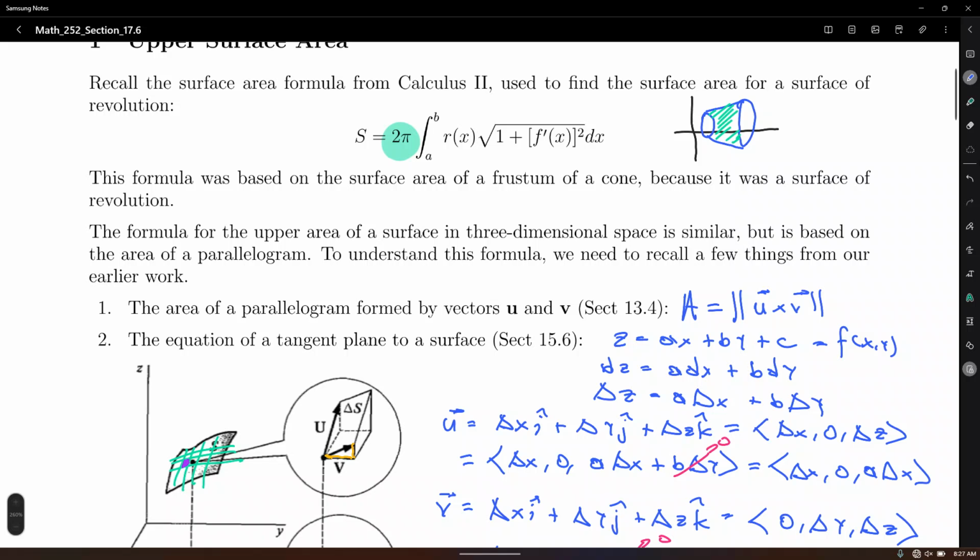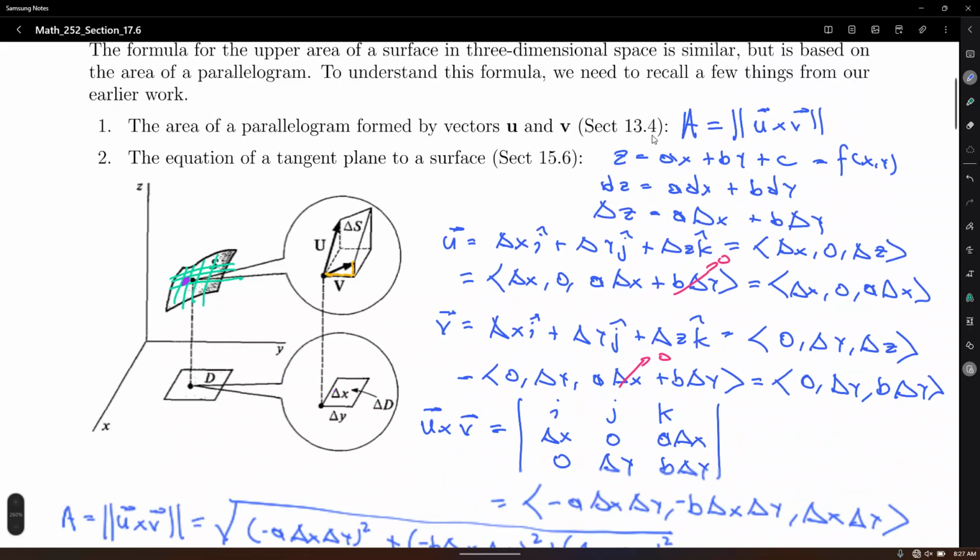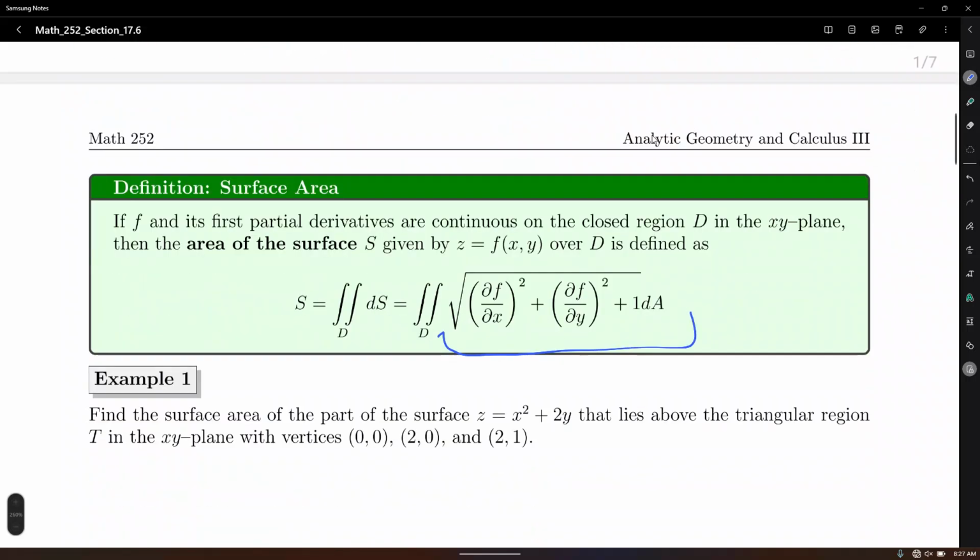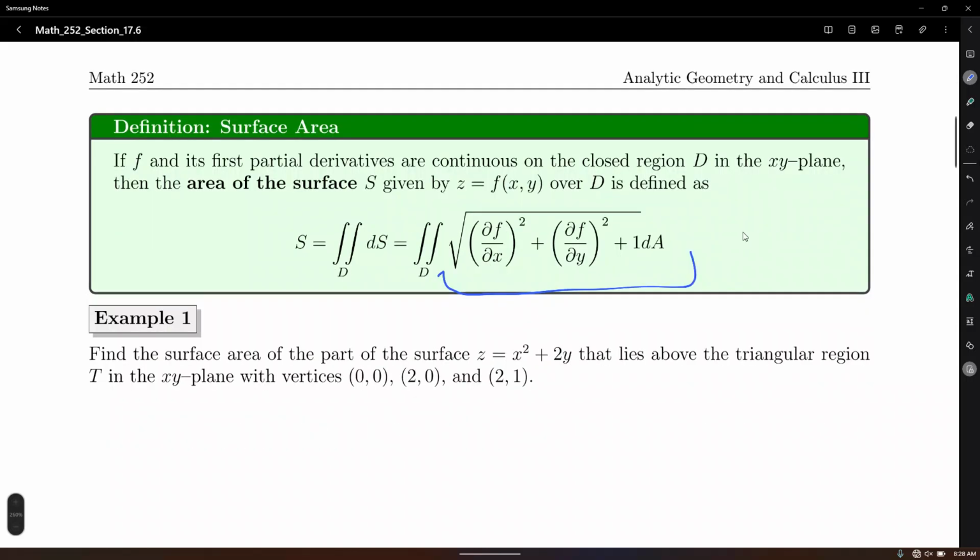Paraboloids, ellipsoids, you name it. All right. So we're going to use this integral to calculate the upper surface area. We call it the upper surface area because we're no longer revolving the surface about any of the axes. That's no more, all right? In fact, do you see a 2 pi multiplying this integral? In fact, there's no 2 pi multiplying there, all right?